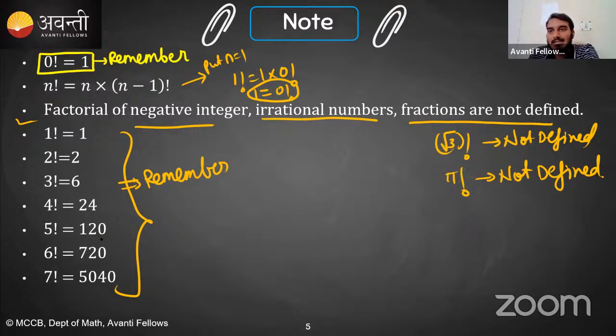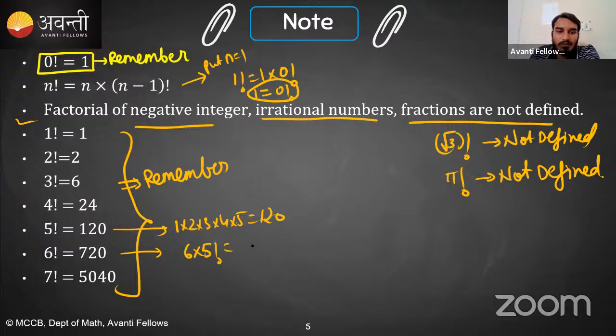What is the proof? Similarly, what is 5 factorial? It is the product of the first 5 natural numbers: 1 into 2 into 3 into 4 into 5, which is nothing but 120. What is 6 factorial? 6 factorial is 6 into 5 factorial, which is 6 into 120, which is 720. Is this clear?